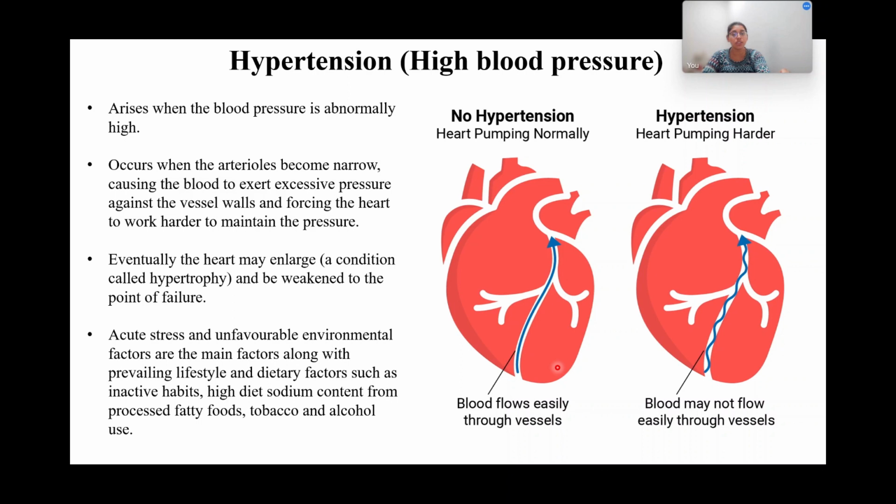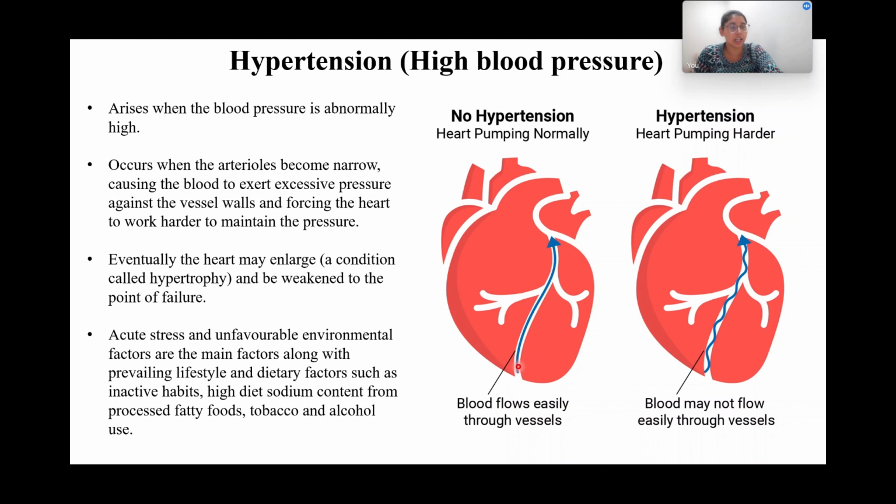What happens here is the arterioles become narrow, which leads the blood to exert excessive pressure against the vessel walls. As a result, because you are now receiving the blood at a slower pace, the heart starts to beat faster so that it receives more of this blood. It also gets enlarged, which is called hypertrophy. Because of this excessive functioning, sometimes the heart can also rupture or fail. That is a side effect of high blood pressure, and this could be because of multiple factors.